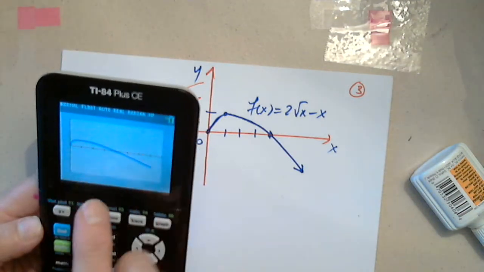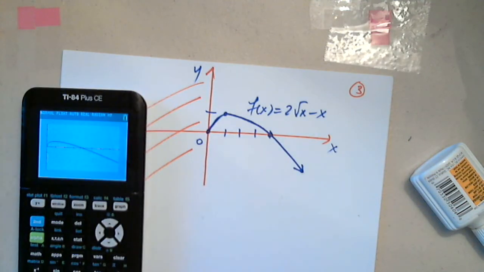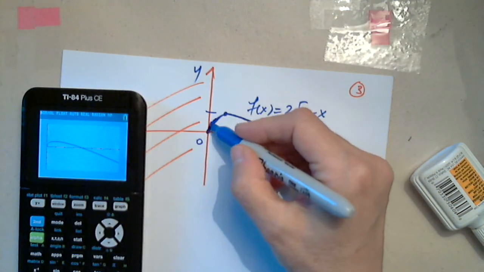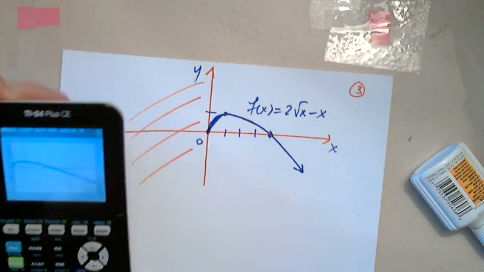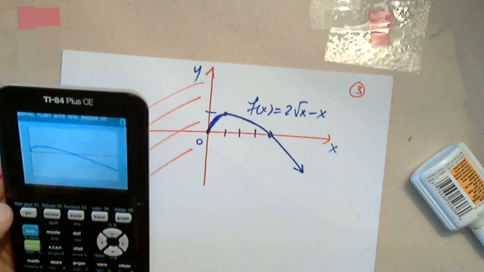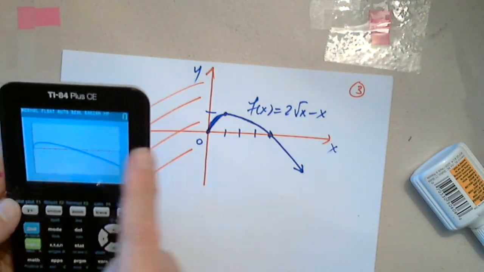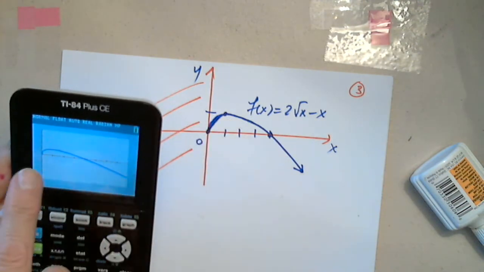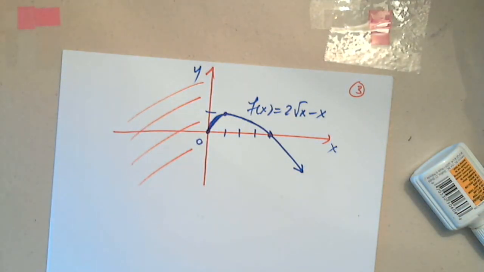As expected, it starts here, it has a vertical asymptote. Maybe I should graph it better. It has a vertical tangent, I meant to say. A vertical tangent, that's why the derivative is undefined there. It reaches a maximum, which we know is at 1, 1. It crosses at 4, goes to -infinity. Exactly as we expected.